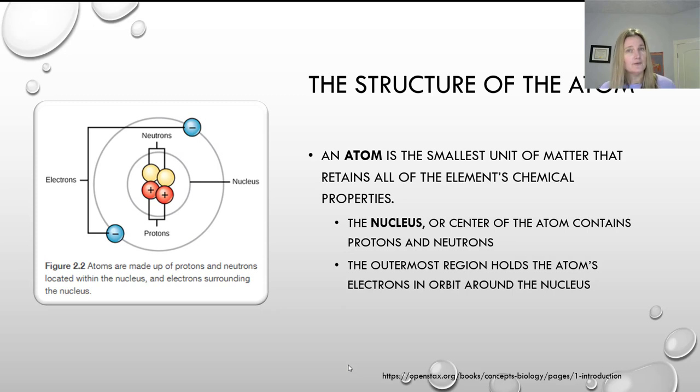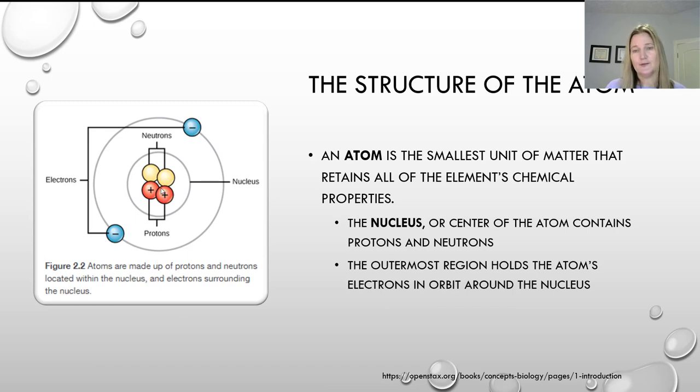The neutrons will also be housed at the nucleus of the atom. Okay, so the center part. And then surrounding the atom would be where the electrons are found. Okay, so the electrons orbit the nucleus of the atom. Just like you see in this diagram here, this is an example of an atom of helium.